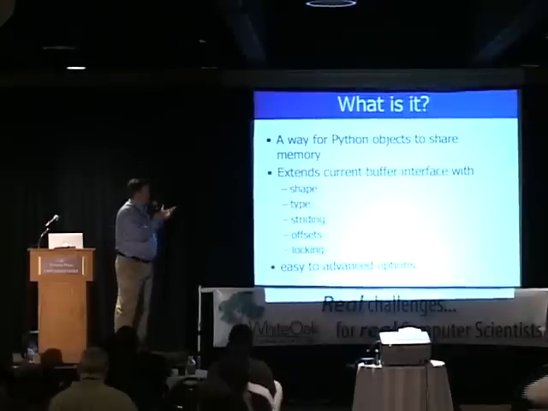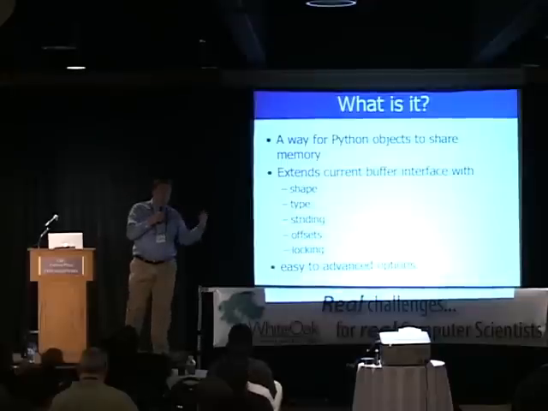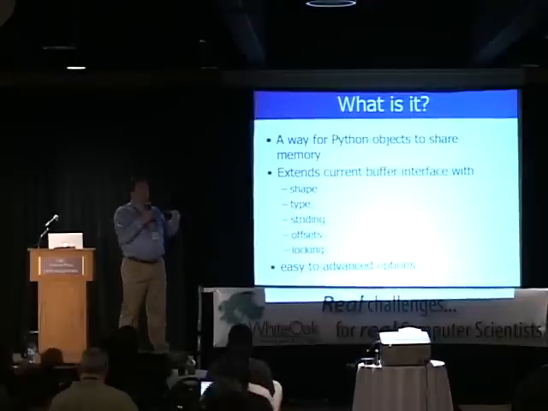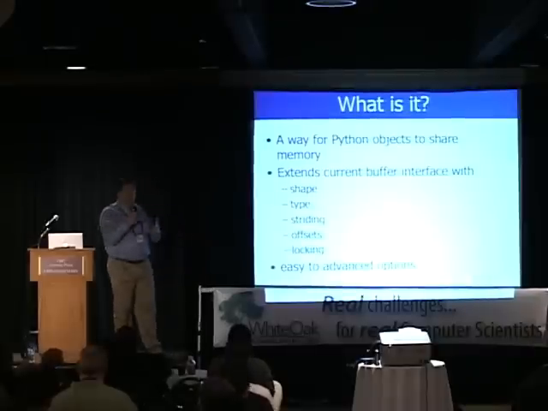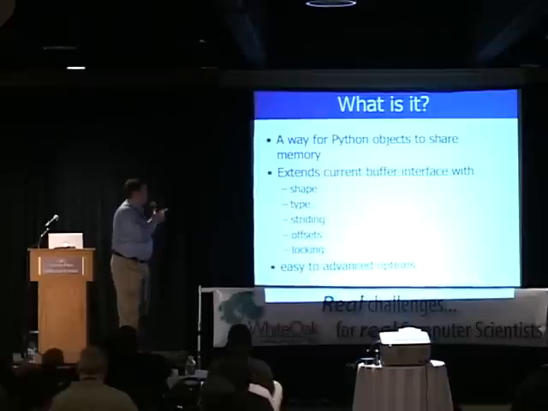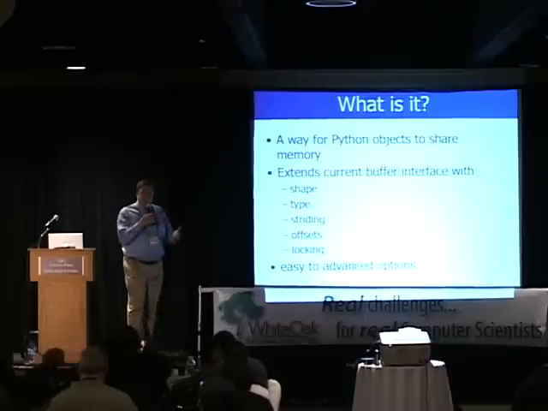The new buffer interface will have shape information, so you can have a multi-dimensional array, or something you're thinking of as a 5-dimensional array, or a 5-dimensional chunk of memory. You want to communicate to whoever's sharing the memory that that's how you're thinking of your object. You can communicate that to the buffer interface. You can communicate information about type. What is in the memory besides just bytes?